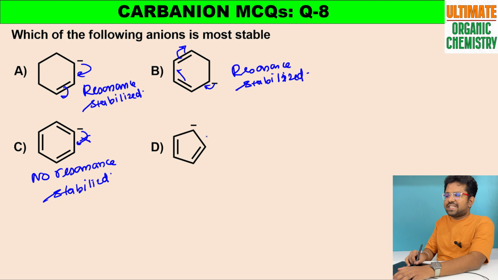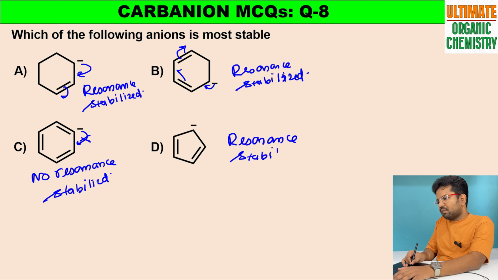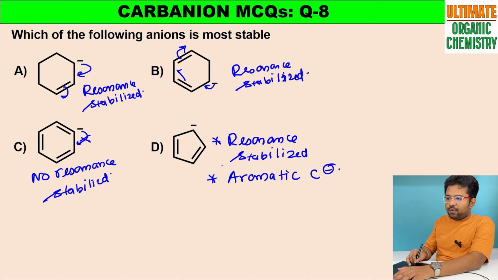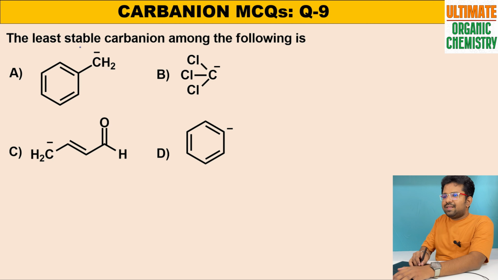And fourth case is an example of cyclopentadienyl anion. So this is resonance stabilized. Apart from that, it is stabilized by aromaticity. So in all the four cases, the species D, that is cyclopentadienyl anion, is the most stable because this is a 6 pi electron species. So this is aromatic in nature and this will be the most stable. Question number 9. The least stable carbanion among the following is.